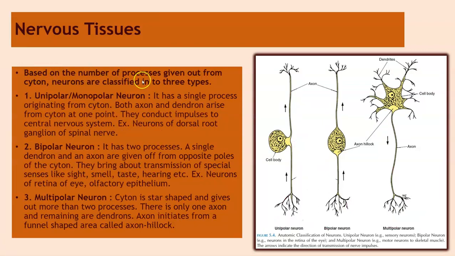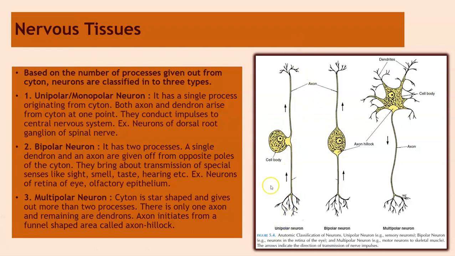Now students, based on the number of processes given out from the cyton, that is the main cell body, neurons are classified into three types. We have unipolar or monopolar neuron, bipolar neuron and multipolar neuron. You remember we have studied that there are two processes that come out. One is the axon and the other one is the dendron. So now we'll see what is a unipolar neuron. It has a single process originating from the cyton. Both the axon and the dendron arise from the cyton at one point. They conduct impulse to the central nervous system. Example, neurons of the dorsal root ganglia of the spinal nerves.